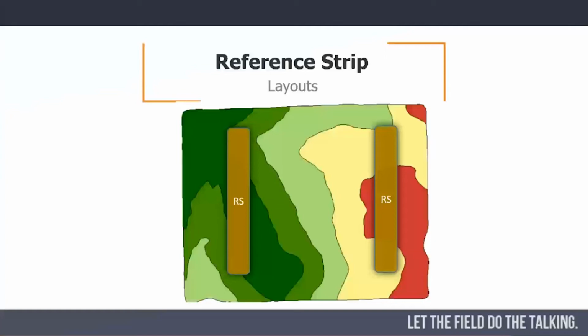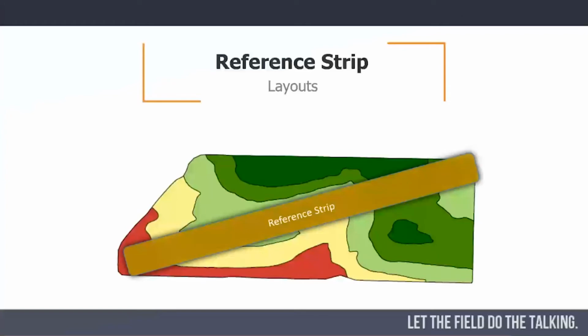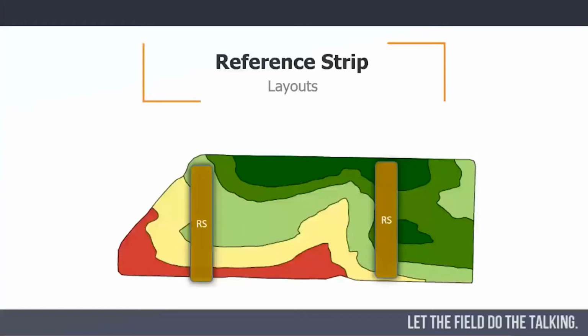Another example here, another field that's similar but has a little different layout. And so what we can do, maybe diagonally across, is put a reference strip that's going to cover all of those, or break that up so we can have multiple strips within each of those zones. So depending on how you want to do it, we'll work with you too in figuring out the best way to get those out.